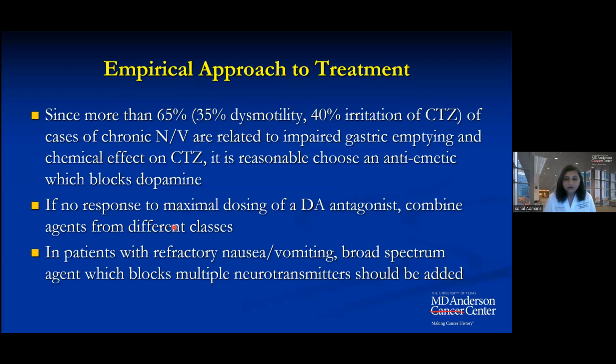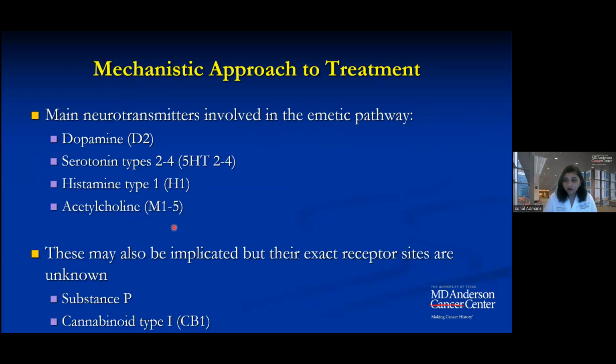But then, if you are met with a patient who has refractory nausea and vomiting, you will have to choose a broader spectrum agent and then look at underlying causes. So, as I said, our practice usually is based on the mechanistic approach, which is the receptor driven approach. And so the major receptors and transmitters which are involved are these, of which the ones that we usually target are the dopamine, serotonin, and the acetylcholine receptors.